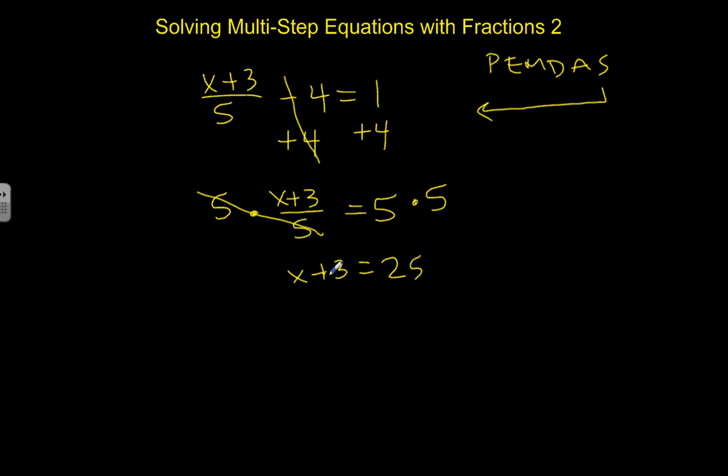So the last thing that we need to do to isolate our variable is get rid of the positive 3. The opposite of a positive 3 is a negative 3, so I subtract 3 from both sides. 3 minus 3 is 0, so those cancel out. 25 minus 3 is 22, and we can bring down the rest of our equation, and our final answer is x equals 22.